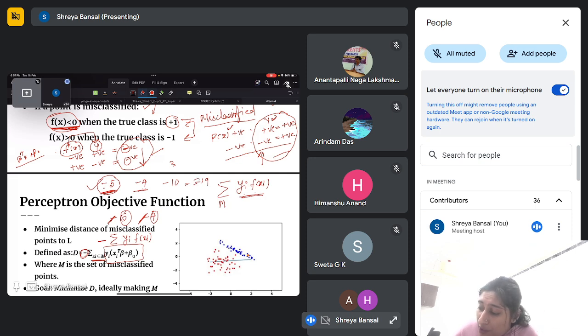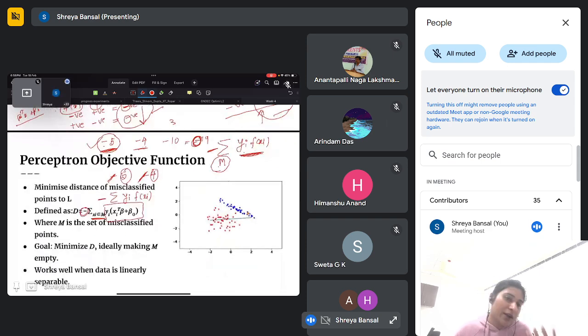So I want to reduce this. I want to remove this. That's why I am putting a single minus sign here, because I am not adding any positive value. These are all negative values. That's why it is written here for all misclassified points.